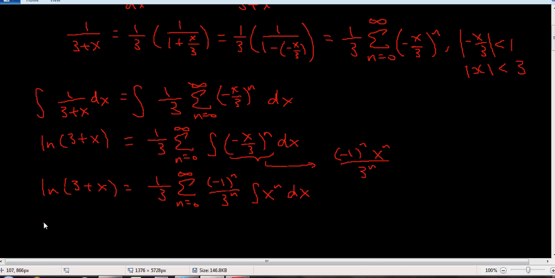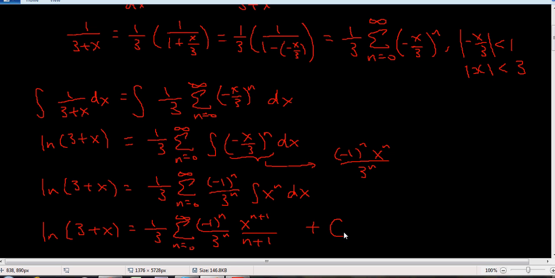And so, ln of 3 plus x is equal to 1/3 times the sum from n equals 0 to infinity, and I'm just going to write this quickly, of x^(n+1) over n plus 1, and if I collect all of the constants, I can just say one big plus c.